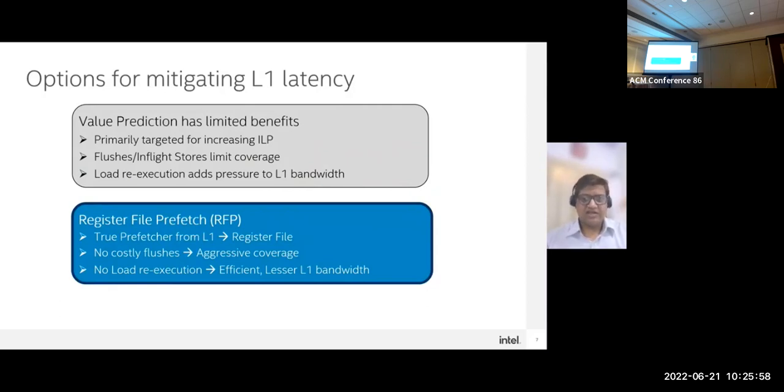We hence propose register file prefetching, a true prefetcher which prefetches data from the L1 cache into the register file. Moreover, our proposal does not suffer from costly pipeline flushes.